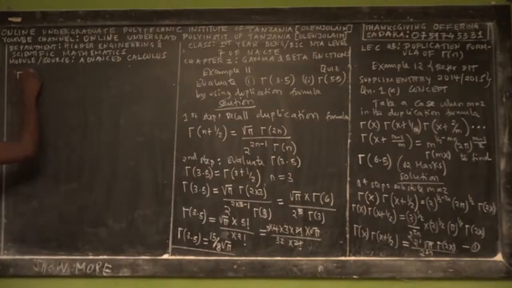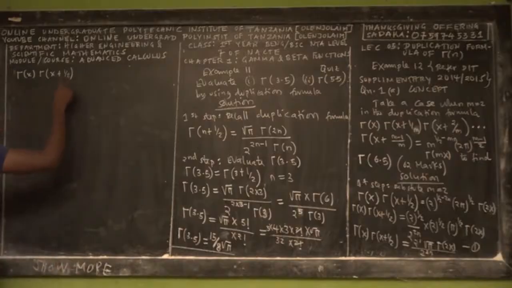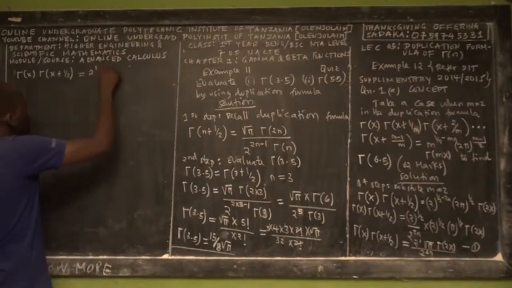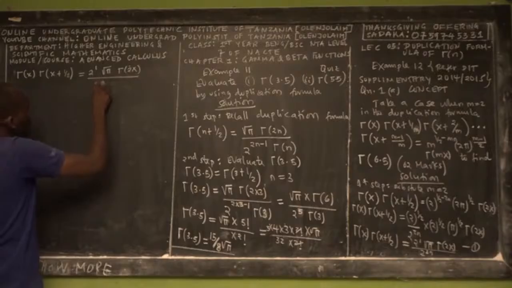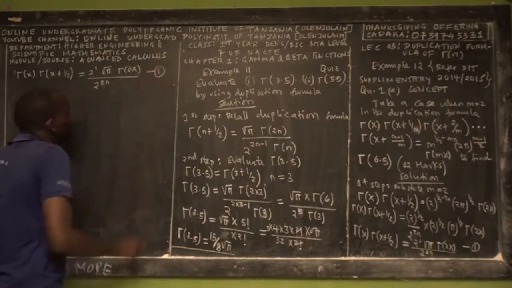So the equation 1 is gamma of x times gamma of x plus a half. This is equal to 2 power 1 minus 2x... then we have under root of pi, gamma of twice x over 2 power n. So this is what we call equation 1.